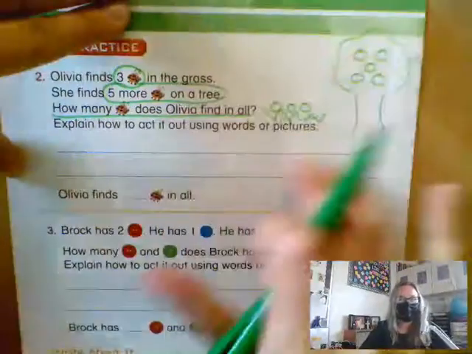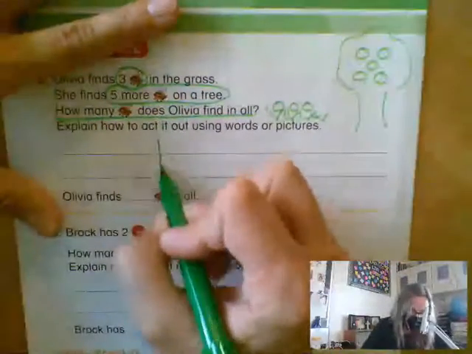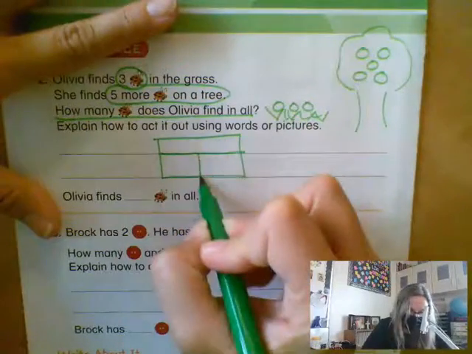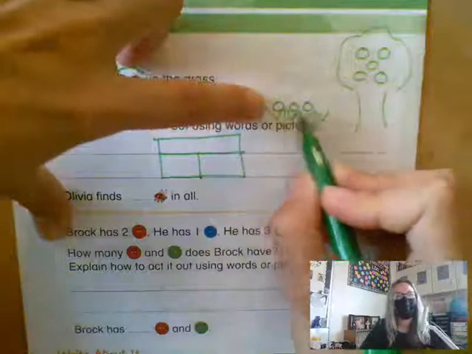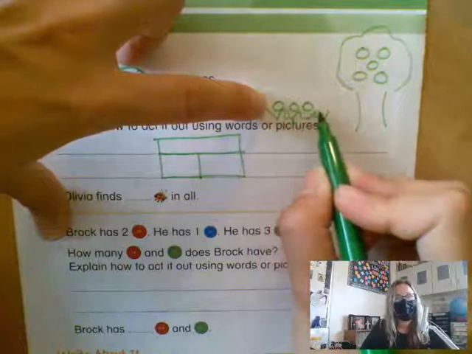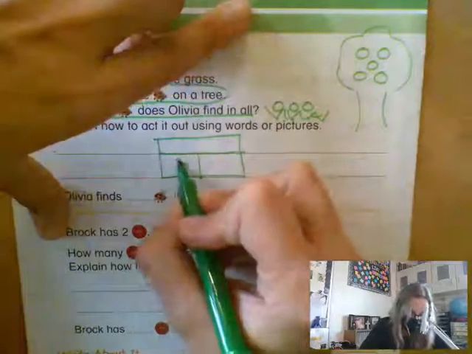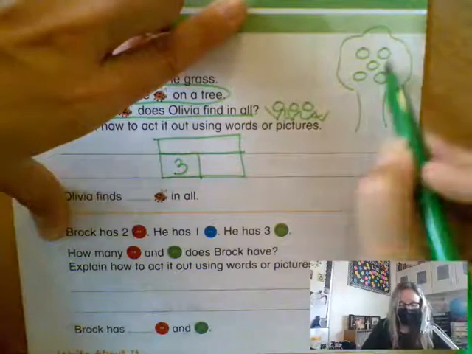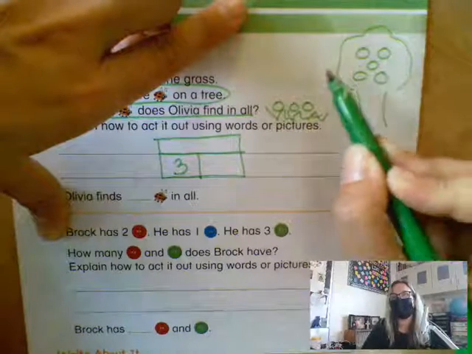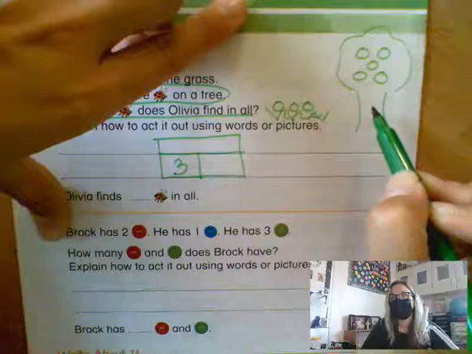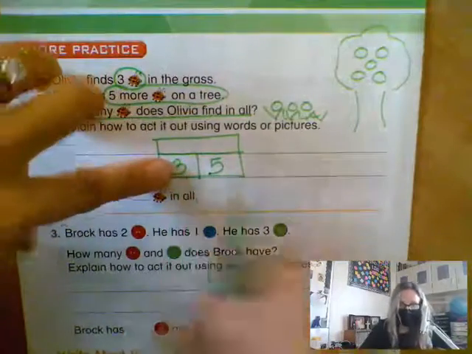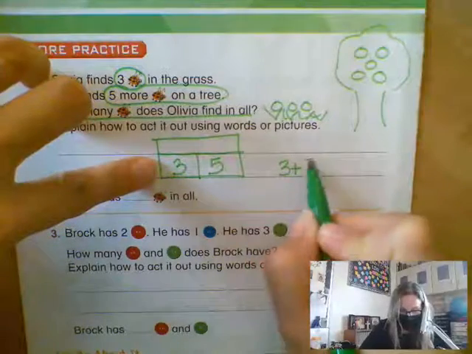I use my pictures here, and now I'm going to make my part, whole box like this. My first part is this first number. Serafina, what is that first number? 3. So everybody can put a 3 in that first part. My second part is the second number. Johnny, what is that second number? 5. So now I have part, so that would be 3 plus 5.